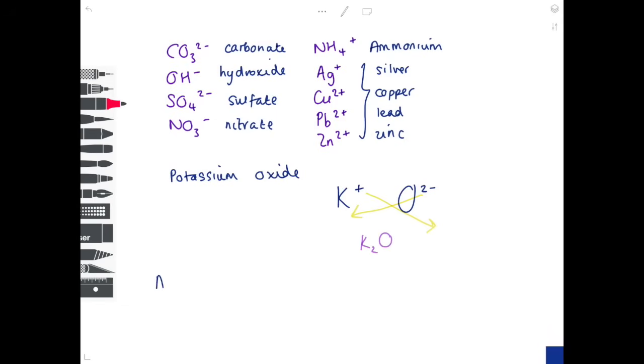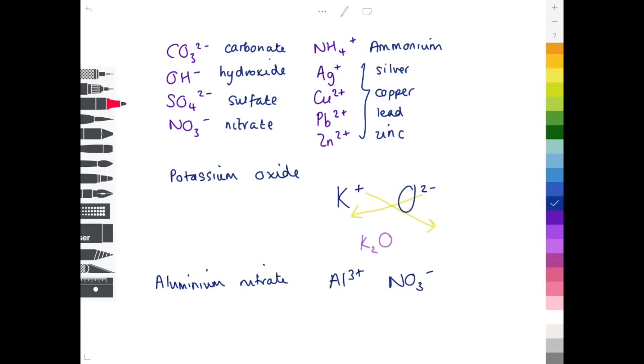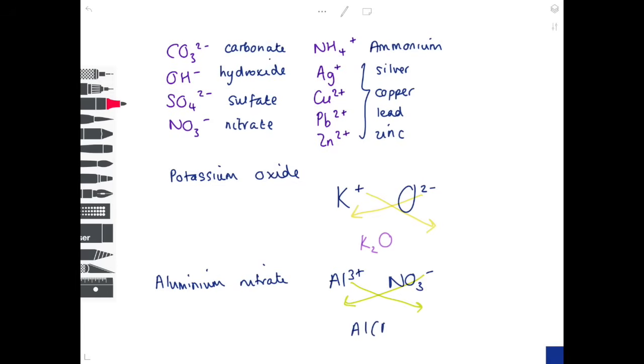So let's do aluminium nitrate. Aluminium's in group 3. Nitrate we've learned off by heart from the list above. We're going to swap and drop, so we're going to bring that 3 down. We're going to bring that invisible 1 down. And so it becomes Al(NO3)3, because you brought that 3 down.